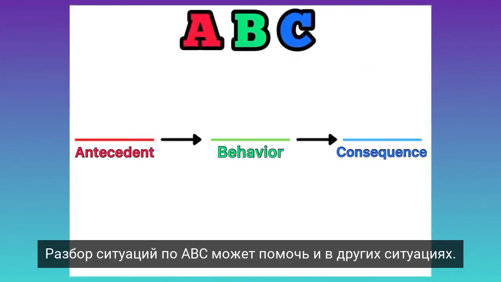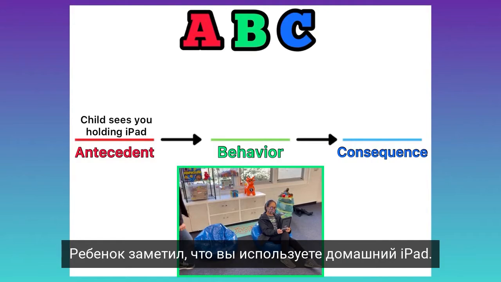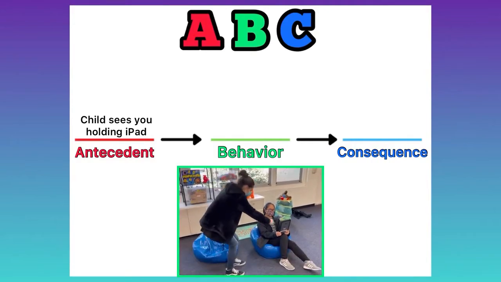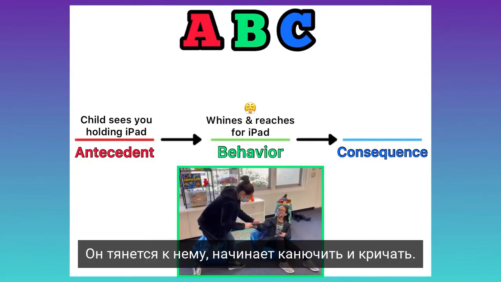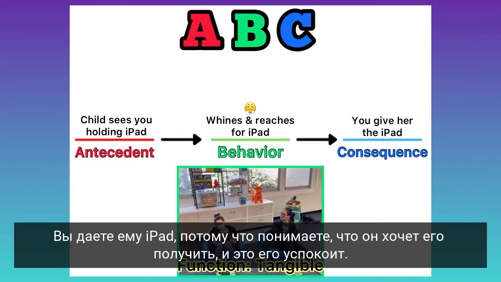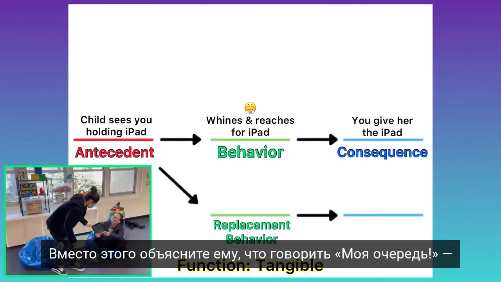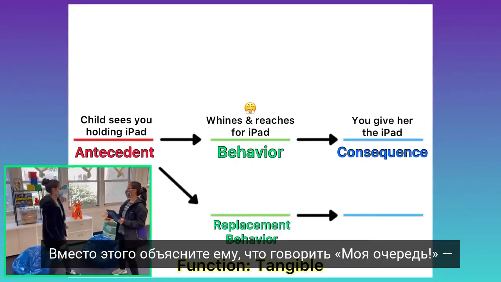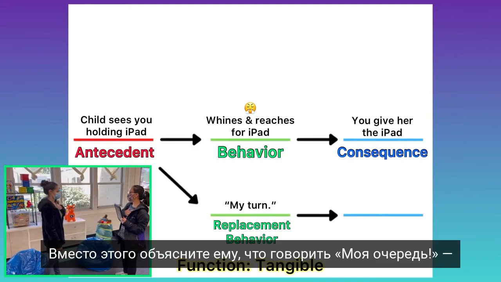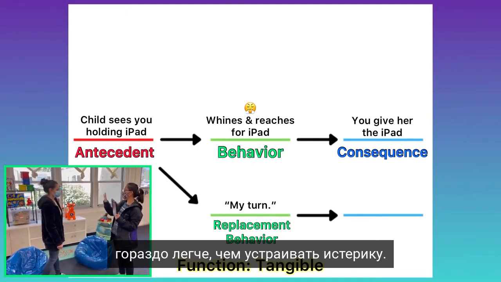This same ABC breakdown can be helpful when considering other situations you may encounter. Here, your child notices that you're currently using the family iPad. She reaches for it and begins to whine and cry, and you hand it over because you know that's what she wants and it'll calm her down. Instead, encouraging her to say "my turn." You can say, "My turn." Good. That is a much easier way for her to communicate rather than throwing a tantrum.